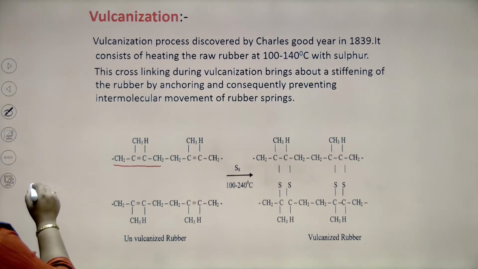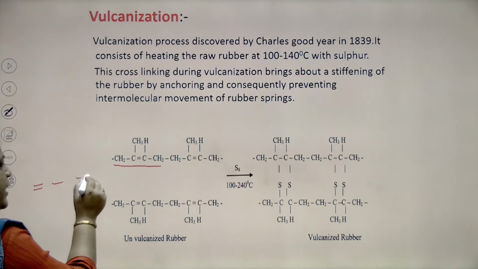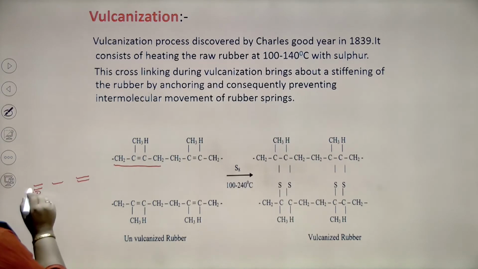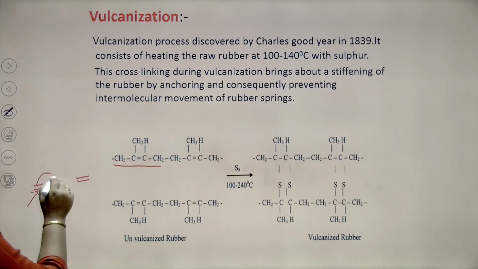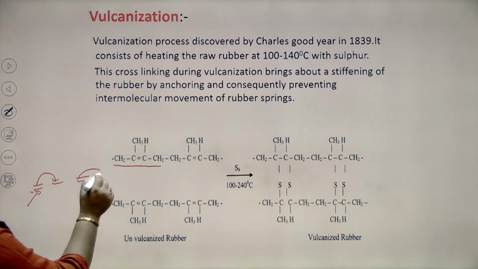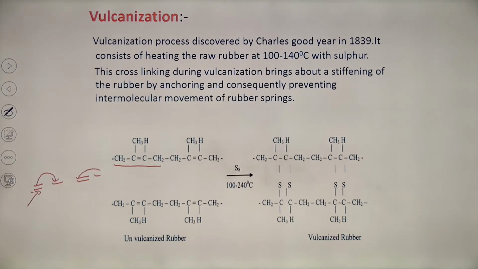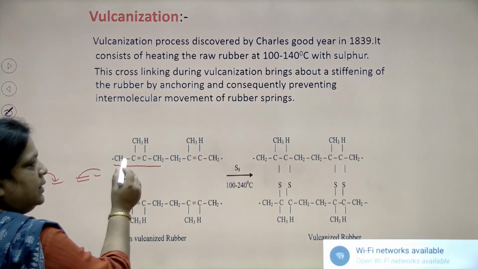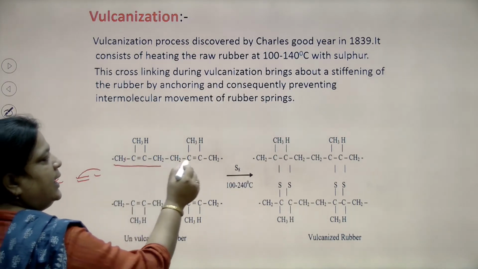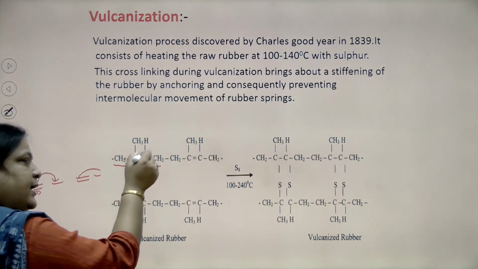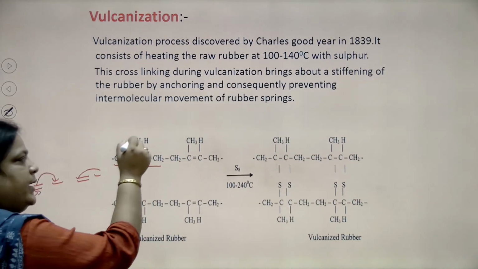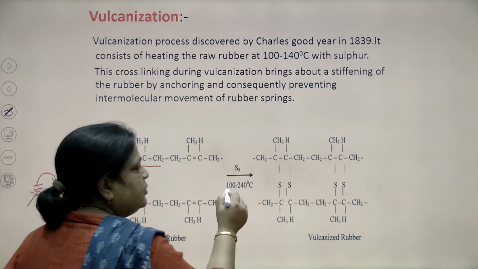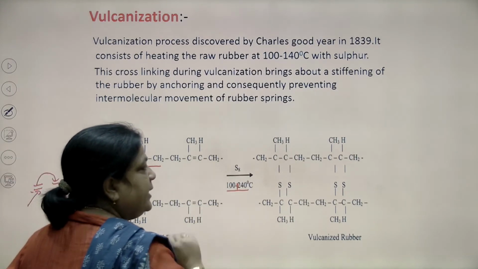we know that when double bonds are present in an alternate manner, then addition always takes place at 1,4. 1,4 means addition from this side, then the double bond will move here, and then this side, that is 1,4 addition will take place. So, it means this butadiene double bond comes from this side, and then the chain. Vulcanization means the heating of raw rubber with sulfur at 100 to 140 degrees centigrade.